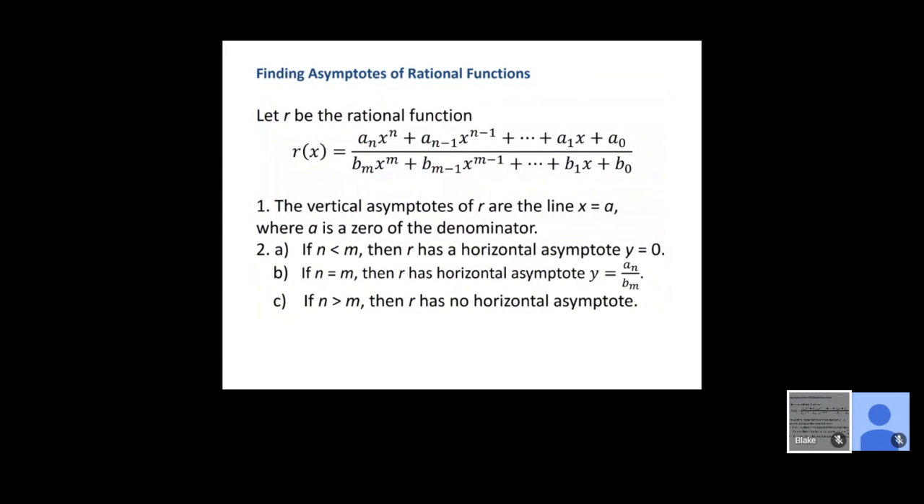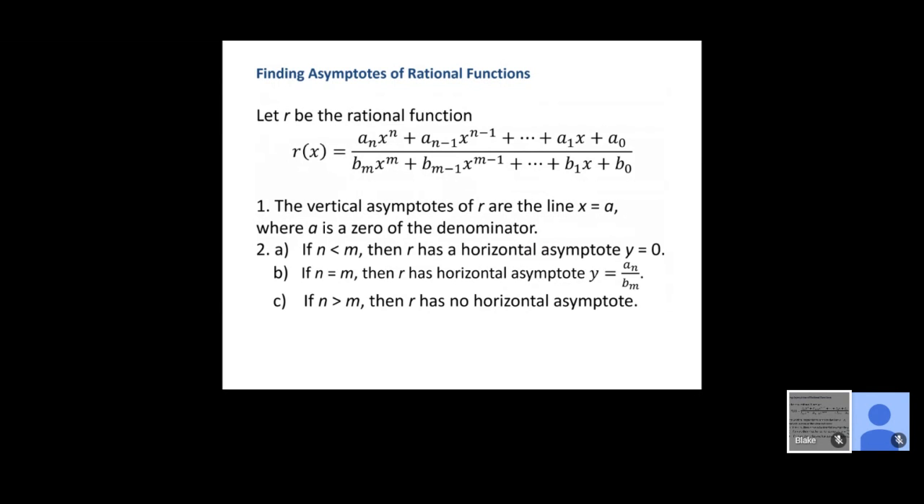The vertical asymptotes of that rational function are the line x equals a, where a is a zero of the denominator. In other words, if we can find the zeros of our denominator, those zeros now are going to be the vertical asymptotes, because we know the denominator of a rational function can't be equal to zero. So we're setting the denominator equal to zero, we're solving for x, finding those zeros, and that's going to give us the vertical asymptotes.